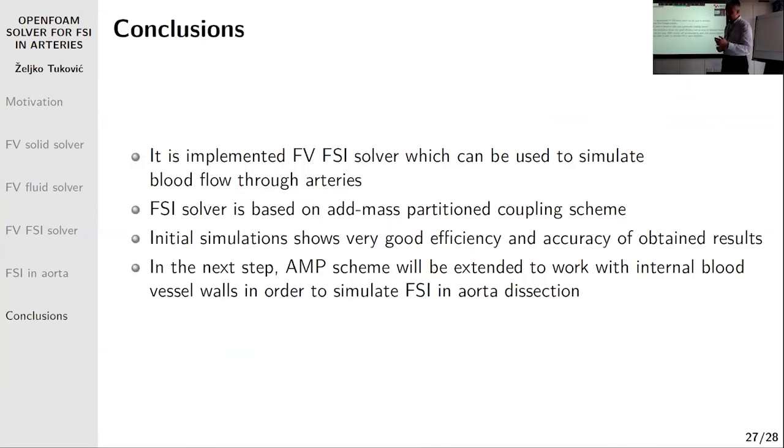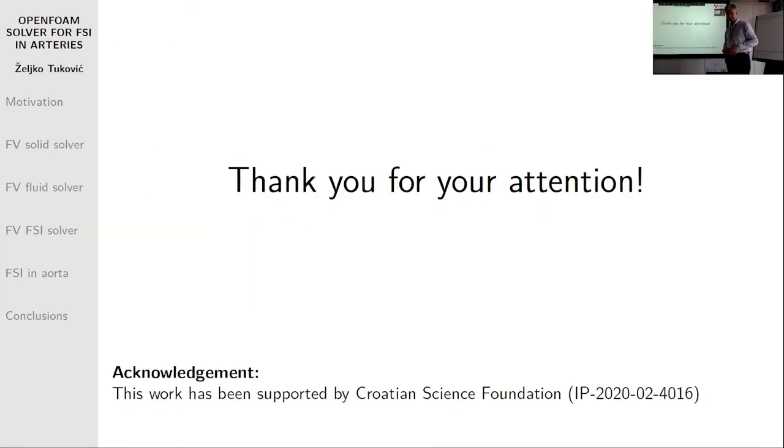So finally, I would conclude that we have implemented a finite volume FSI solver, which can be used to simulate blood flow through the arteries. It is based on the added mass partition coupling scheme. Initial simulations show very good efficiency and accuracy. As a next step, the AMP scheme will be extended to work with internal blood vessels, which is already done, but we need some optimization, I suppose. Thank you very much for your attention.